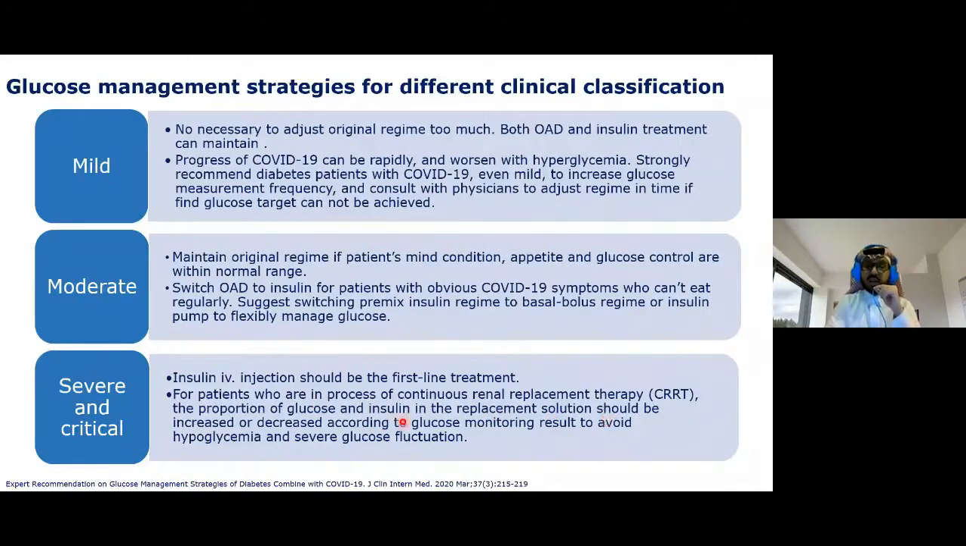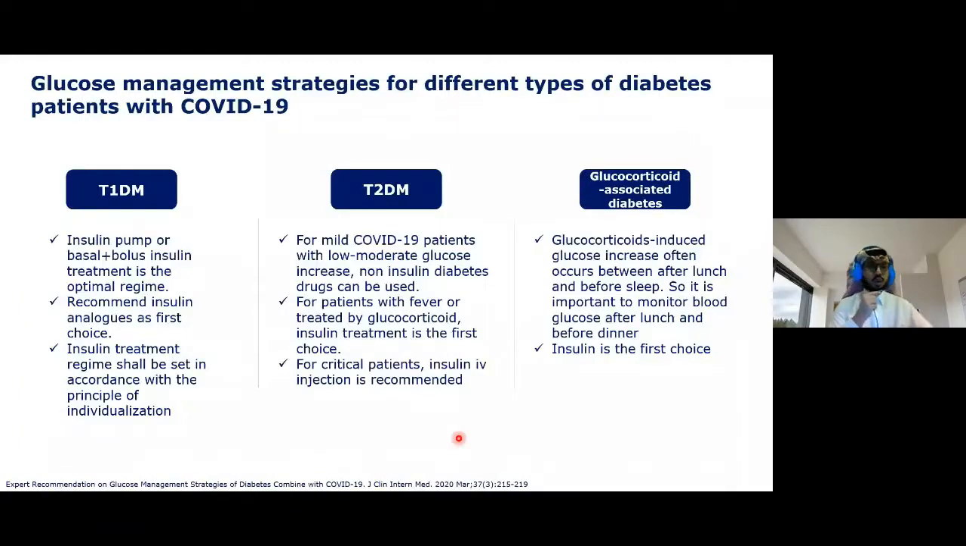And decrease according to glucose monitoring results, to avoid hypoglycemia and severe glucose fluctuation. So, glucose management strategy for different types of diabetes in COVID-19. We have three categories: type 1, type 2, and glucocorticoid-associated diabetes.